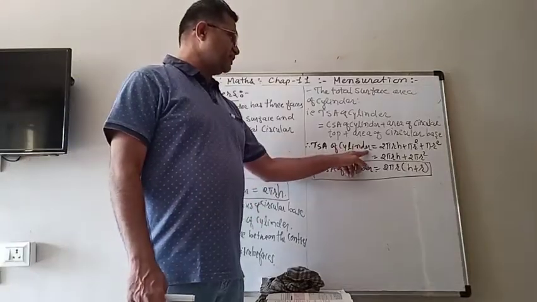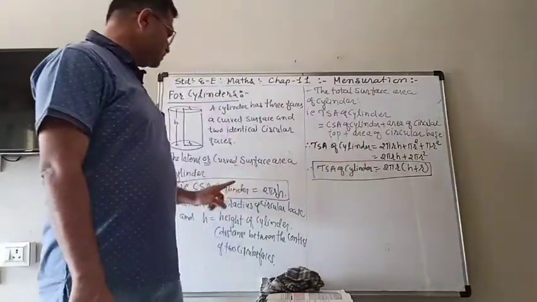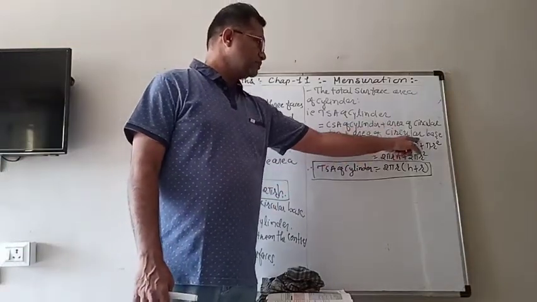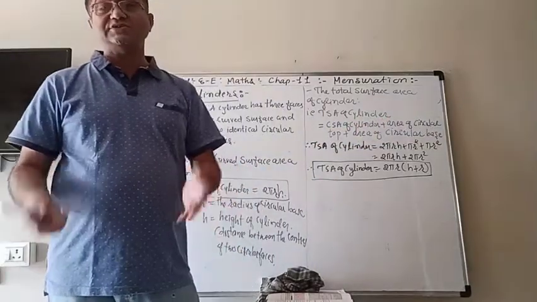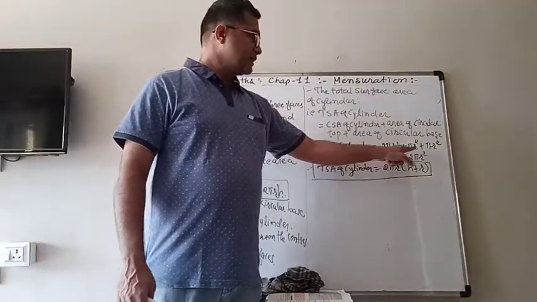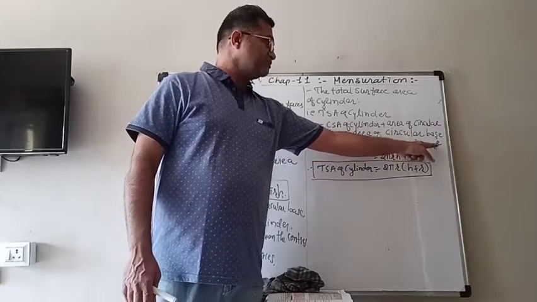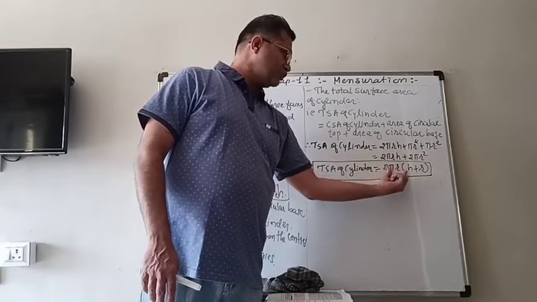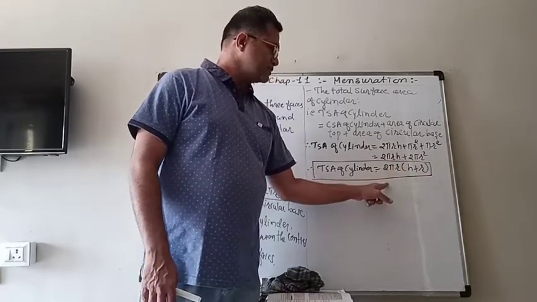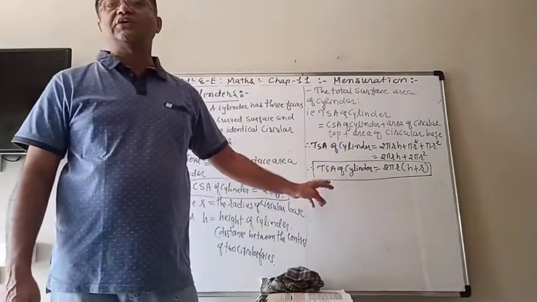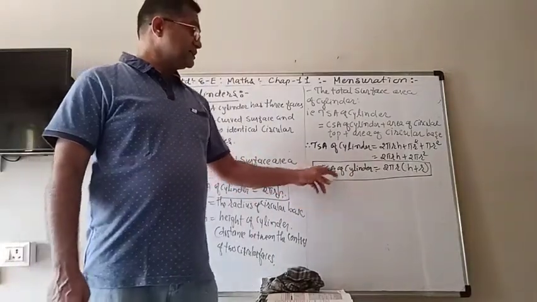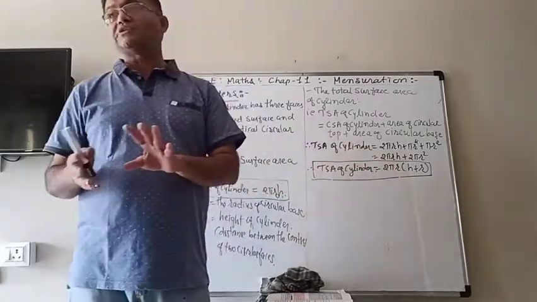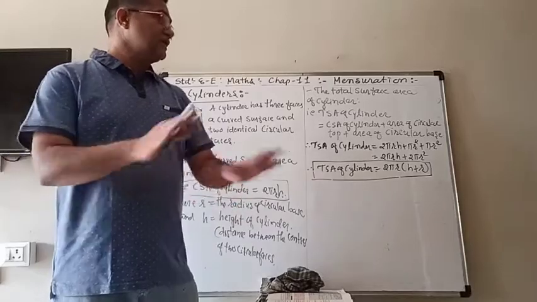So TSA of cylinder is equal to, now CSA we saw is 2 pi r h, plus the area of circular top and circular base, which is the same, how much? Pi r square. So 2 pi r h plus pi r square plus pi r square, 2 times means we write 2 pi r square. Now 2 pi r is common in both of them. So in short, we have to remember only this formula: TSA of cylinder is 2 pi r into bracket h plus r, or somebody will write r plus h also, doesn't matter.